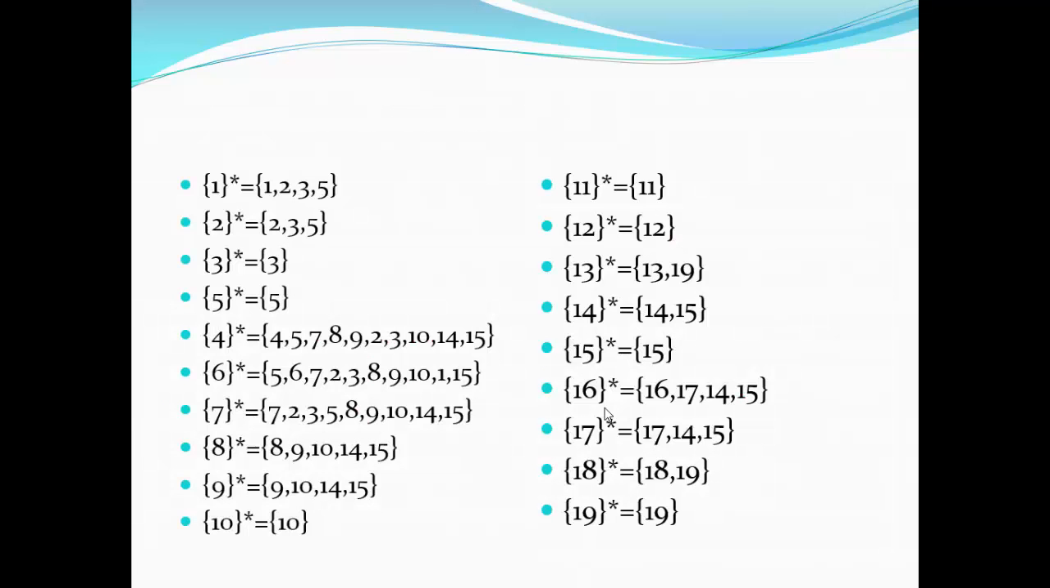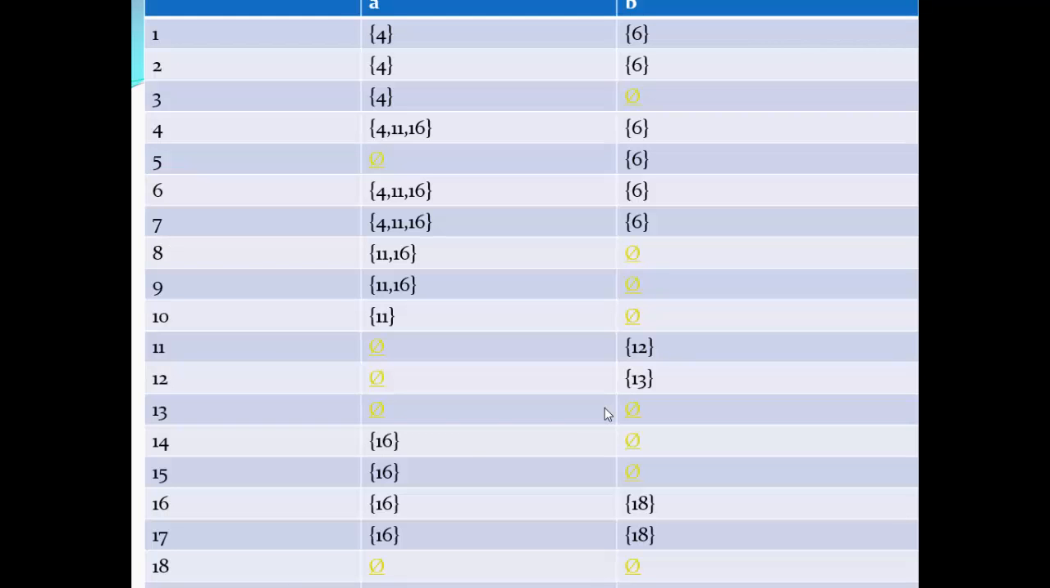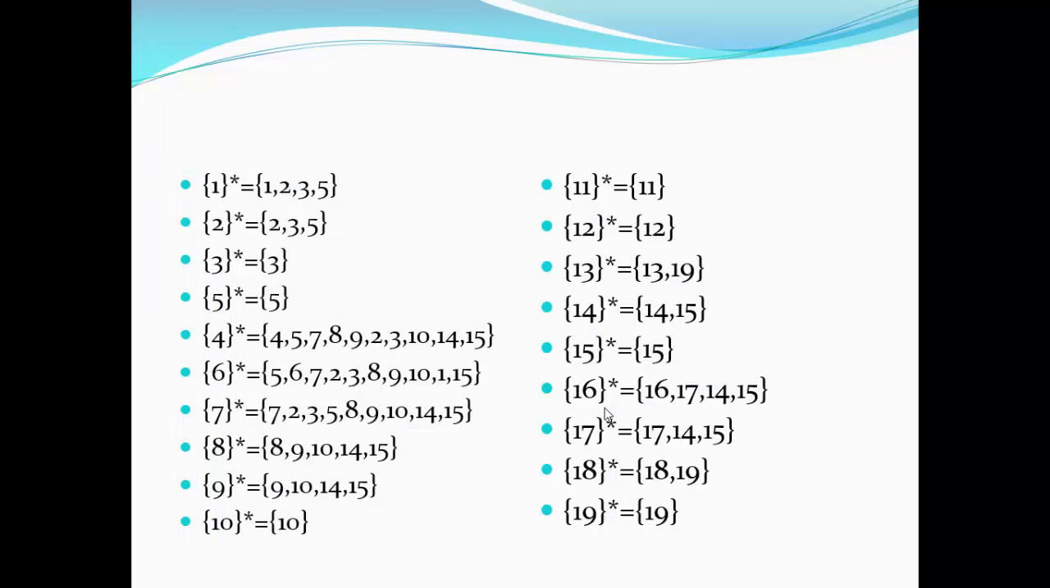And now for 14 it is 14, 15; for 16 it is 16, 17, 14, 15. Now for 18 it is 18, 19. Now this is the diagram. This is the table, where 1 is connected to A, and each element is connected to A and B. Now we will see 1 is connected to A through which node?